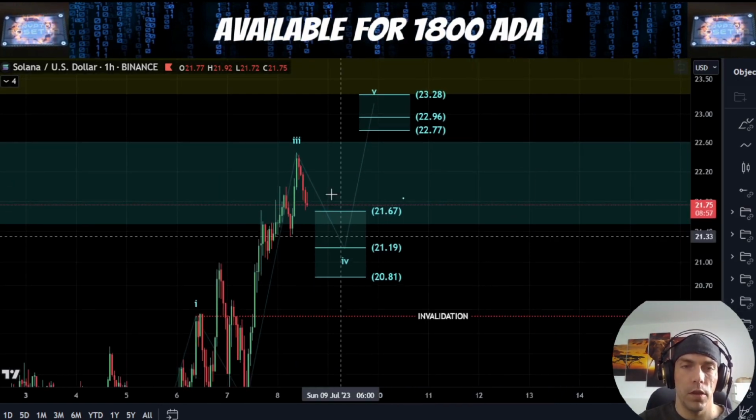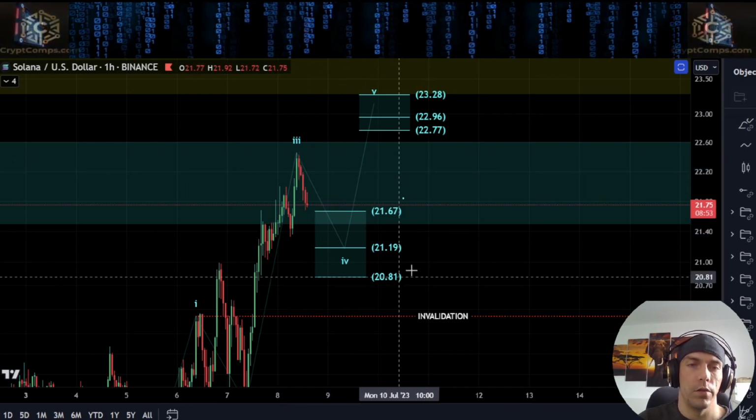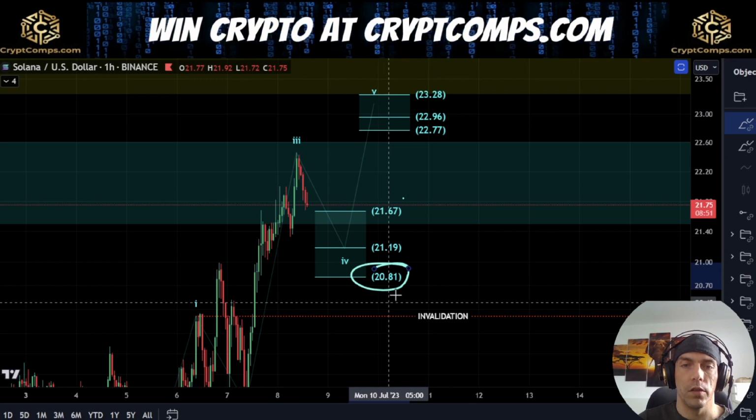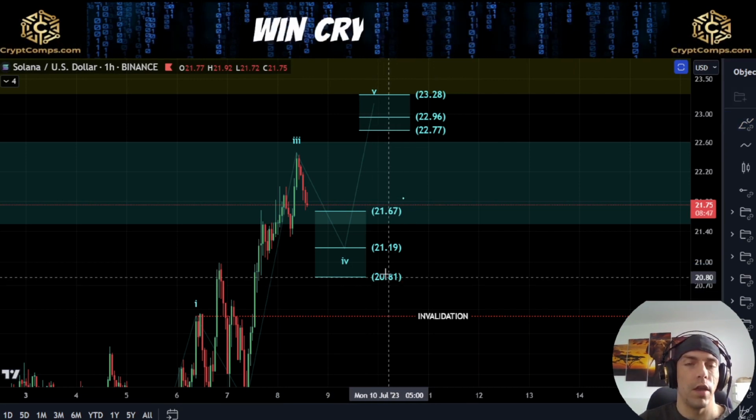Now what I would want to see here is a relatively simple corrective structure, something like a zigzag. Common target area for zigzags is 50%, which would be this $20.81.